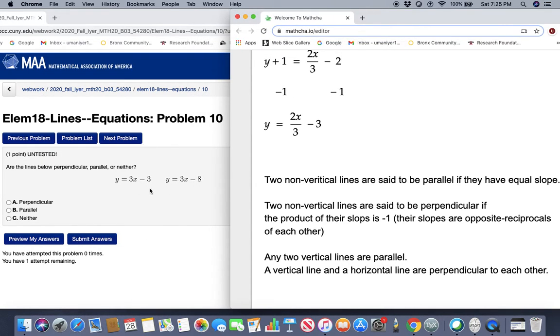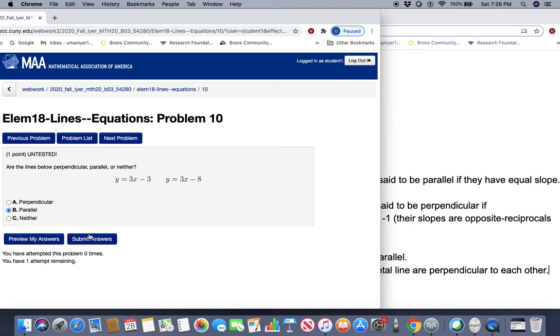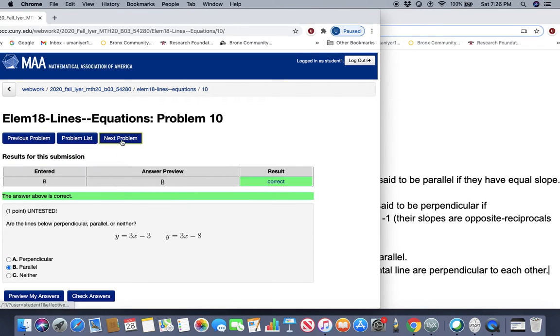Now these are non-vertical lines because look at the slope. It's been defined. So notice the slope for this first line is 3. Slope for the second line is also 3. Y-intercepts are different. So these are distinct lines with equal slope. So they are parallel. Next.